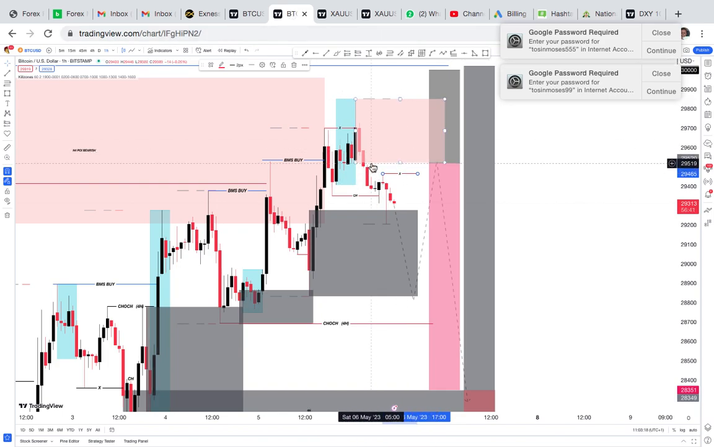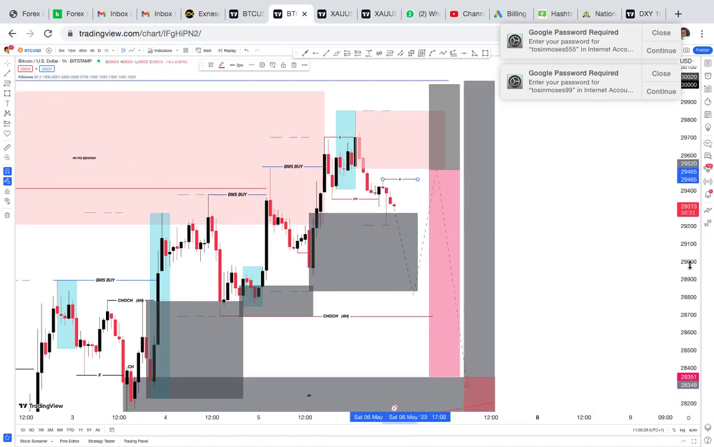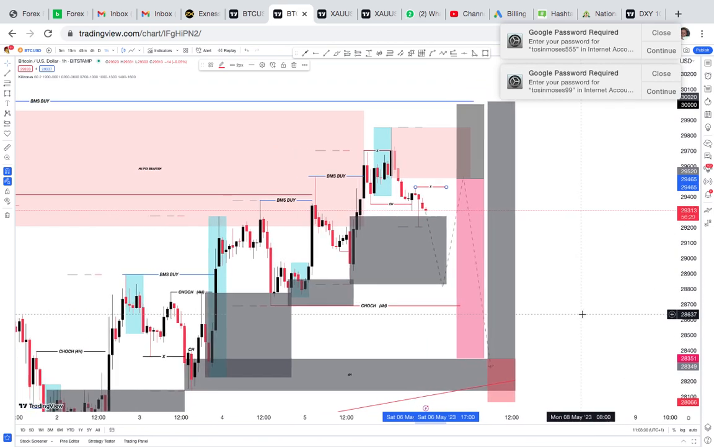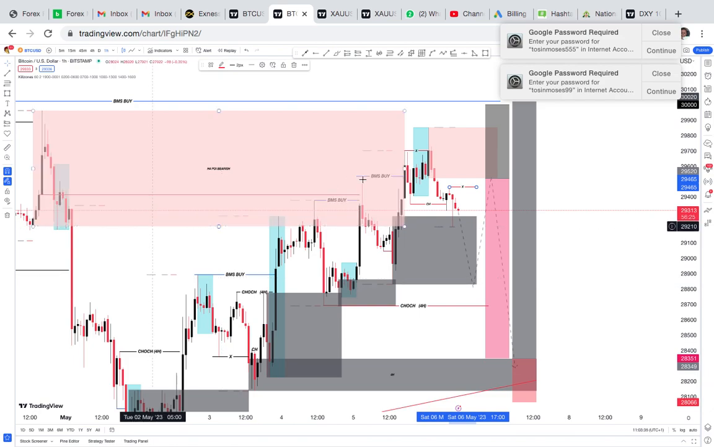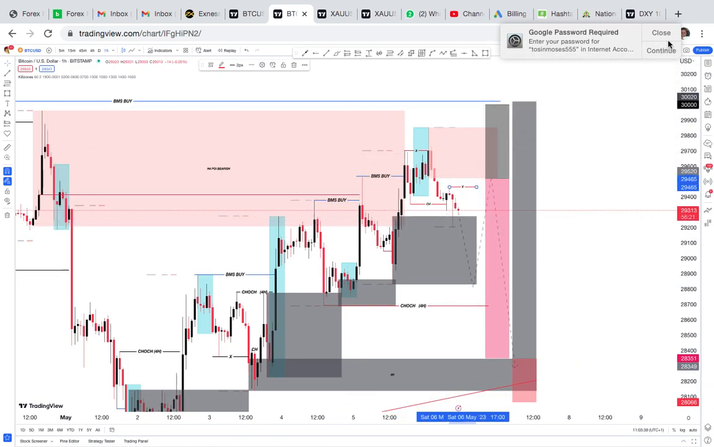I may enter on 5 minutes, don't get me wrong. I may enter my limit on 5 minutes because I know that this is my zone I'm selling off from. But with respect to the higher time frame, I'm following up what the higher time frame is doing so that I can come to my lower time frame to execute my plan. So this is how I use my multi-time frame.